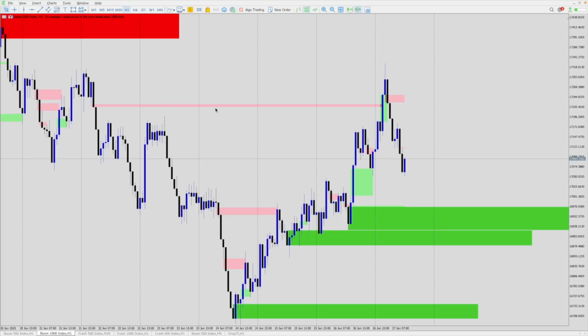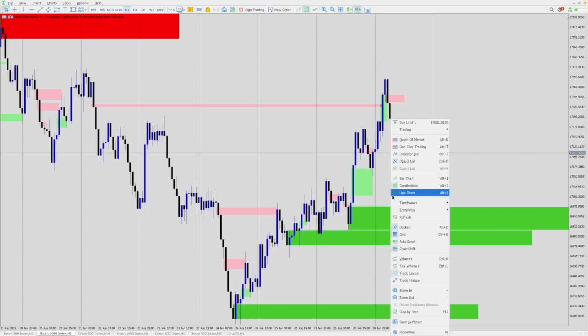Alright, so here you can see we are on MT5, Boom 1000 on the 1 hour. And as you can see, our indicator here did draw out all of these order blocks and fair value gaps for us.